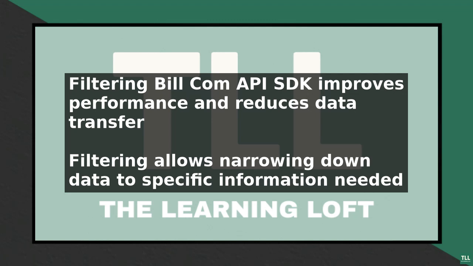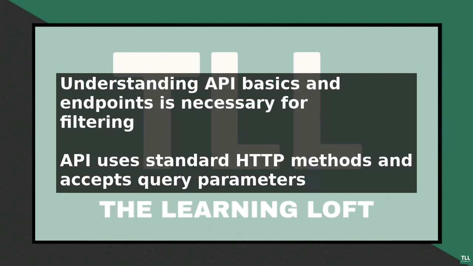Step 1. Understanding the basics. To filter the Bill.com API SDK, you need to understand the basics of the API and its endpoints. The Bill.com API uses standard HTTP methods to interact with the API, such as GET, POST, PUT, and DELETE. Each endpoint accepts query parameters that can be used to filter the data.